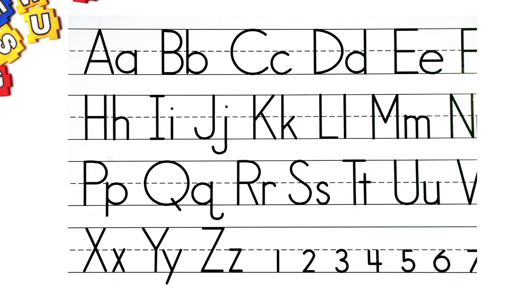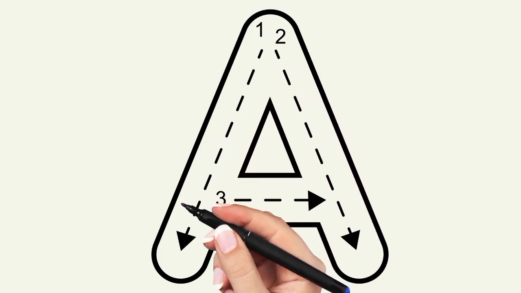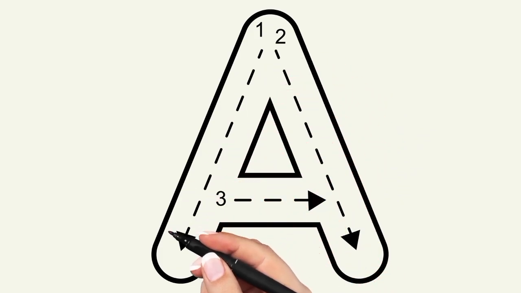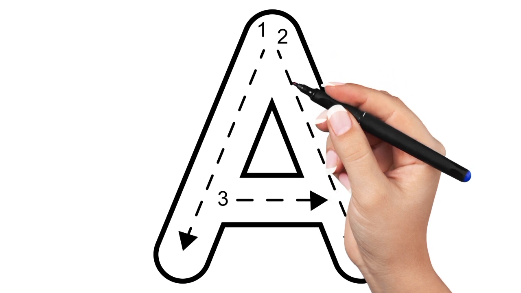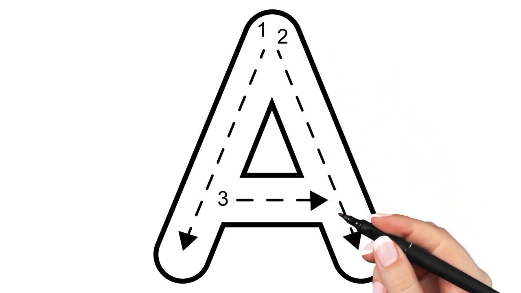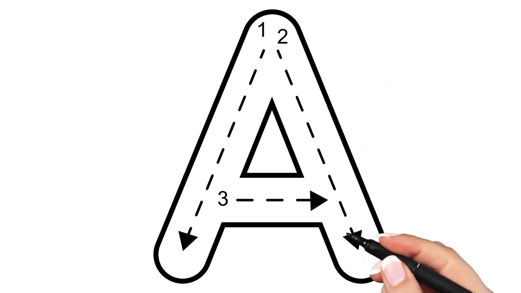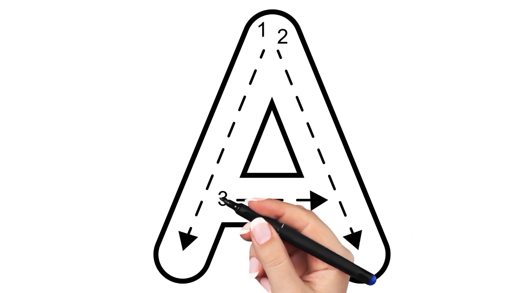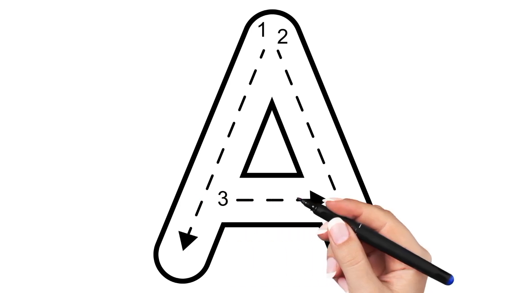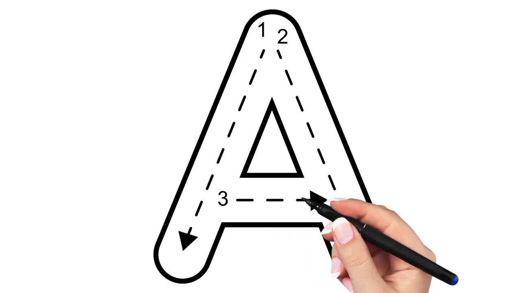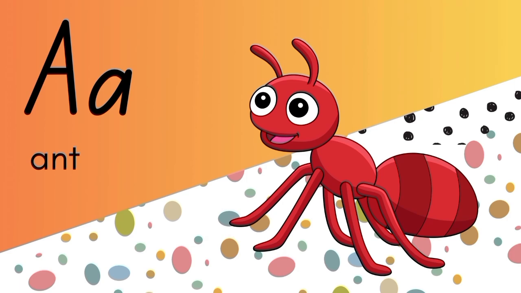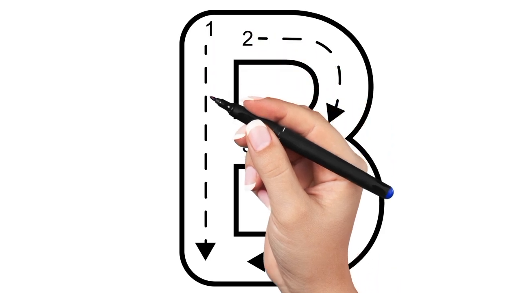1. Draw downwards. 2. Now repeat the same process again. 3. Draw a line in the middle of the A. A is for ant.